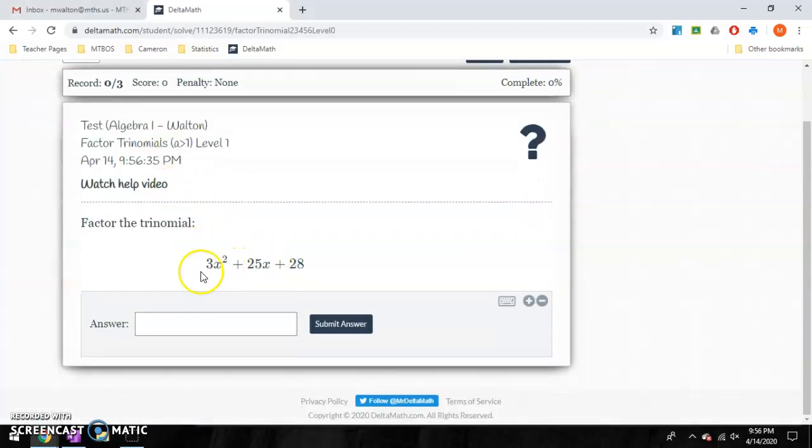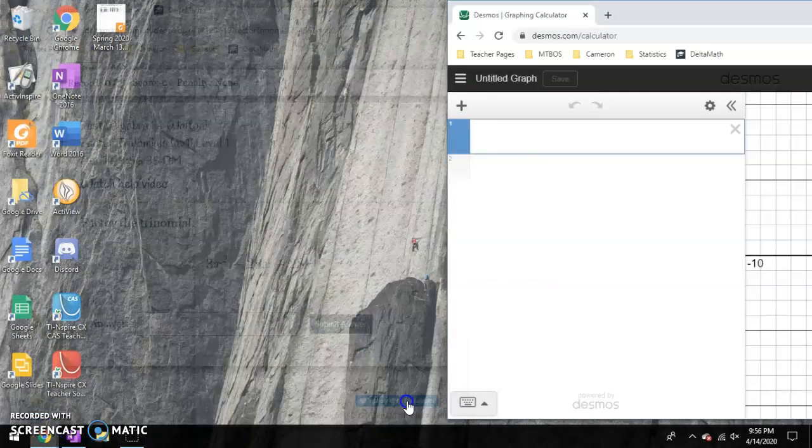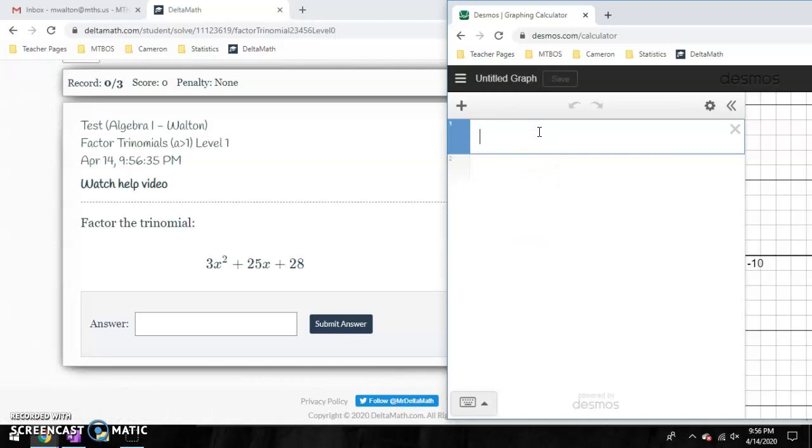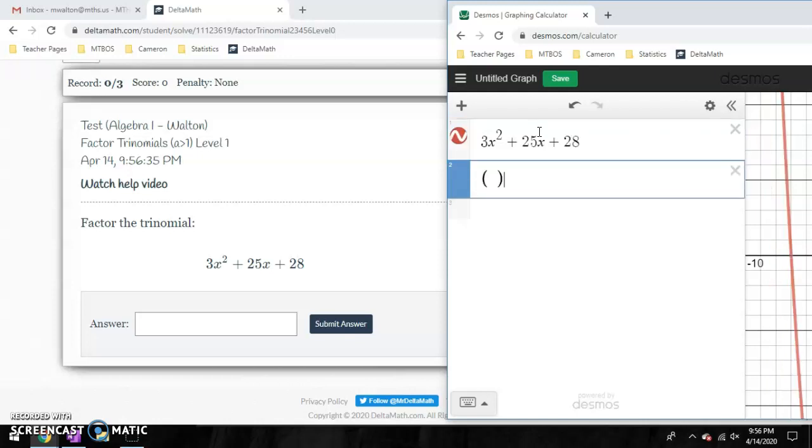All right, so here is what we have. We have 3x squared plus 25x plus 28. Looking at this one, I'll go ahead and type this out. Now breaking this up, I don't really see a greatest common factor that I could pull out of any of those. This is divisible by 3, this is divisible by 5, this is 4 and 7, 2 and 14. Nothing divides out.